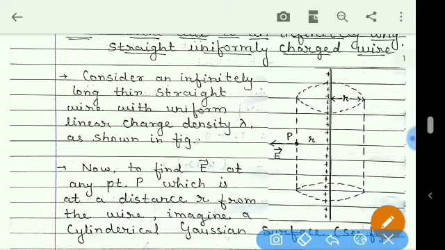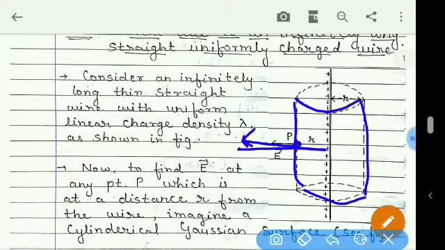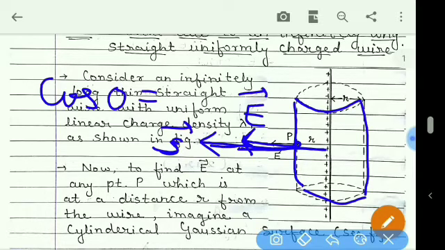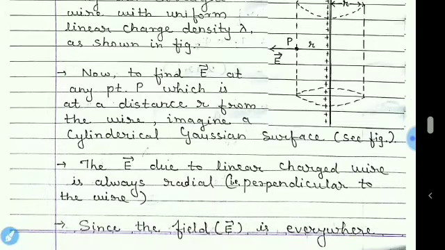Now only one surface remains, that is the curved surface. For this curved surface, at any point the electric field due to this charged wire as well as the area vector are both in the same direction, so the angle made between these two vectors will be 0, and cos 0 is equal to 1. So we can say that the flux linked with this Gaussian surface is only with the curved surface.